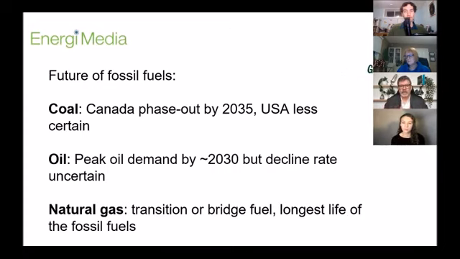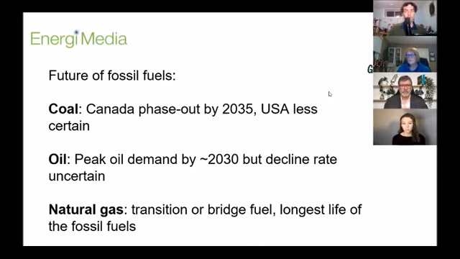Natural gas, it'll have the longest life of all the fossil fuels. It emits half the CO2 as coal, and it's cleaner than oil. And a lot of countries, and agencies like the IEA are looking at it as a transition or bridge fuel. And so it'll be around. And plus, petrochemicals very often use natural gas as a feedstock.